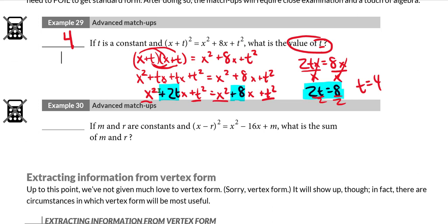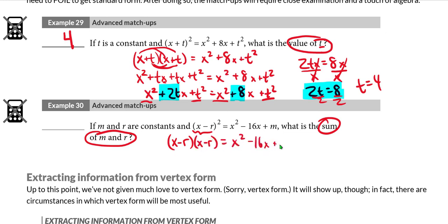Next, I have example 30. If you want to try this one on your own, pause the video and do so. Very similar to the previous question, I've got x minus r squared. That's a factored form. Quadratic equals x squared minus 16x plus m. That's a standard form quadratic, so factored equal to standard form. They want the sum of m and r. Because I have that tip-off clue here, factored equals standard, I'm going to go ahead and FOIL out the factored side just as I did on the previous example.